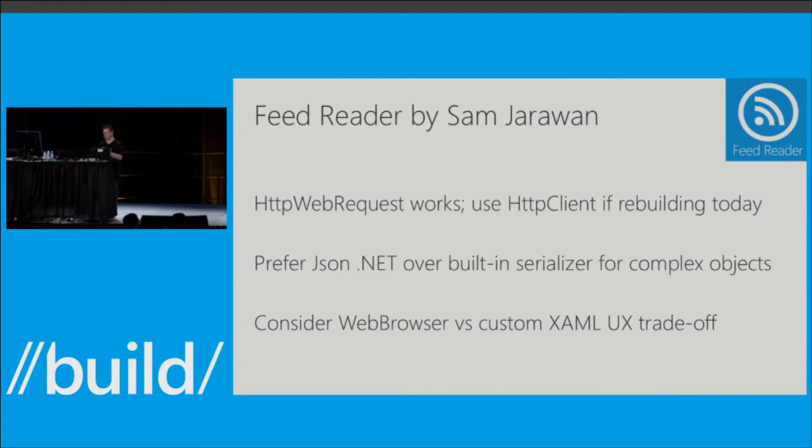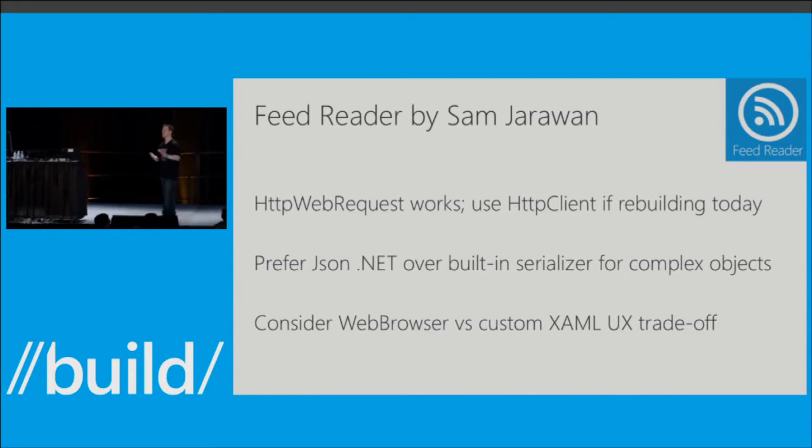Basically, he said a lot of things, but some of the most interesting things were, he uses HTTP web request because he started his project back on Windows Phone 7. And like I said earlier in that big chart of all the APIs we support, we continue to support that API so that your code continues to work. But if he was starting fresh, just like I suggested to you earlier, he would start with HTTP client because it's so much easier to use, and the async programming model is so much easier.